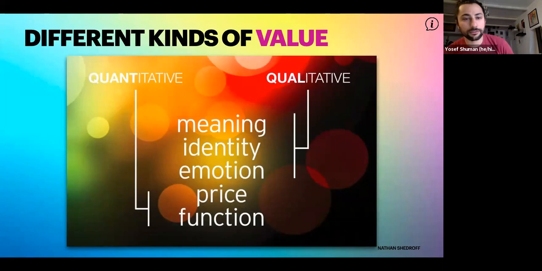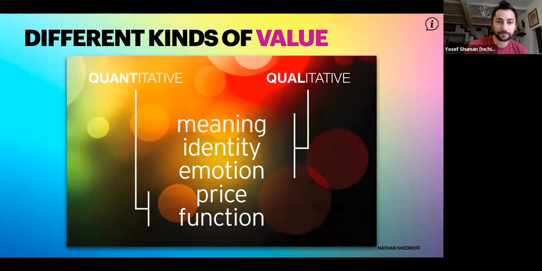So there's different kinds of value. This is a slide from Nathan Shedroff. Basically, it's easy to think about functional value and price, but there is a lot of value in the qualitative side of things, which could be meaning, identity, and emotion. I have a stuffed animal that was made out of clothing that belonged to my grandparents. To you guys, it might be worth 15 bucks, but to me, it's worth thousands. So the value of something could be different to different people.